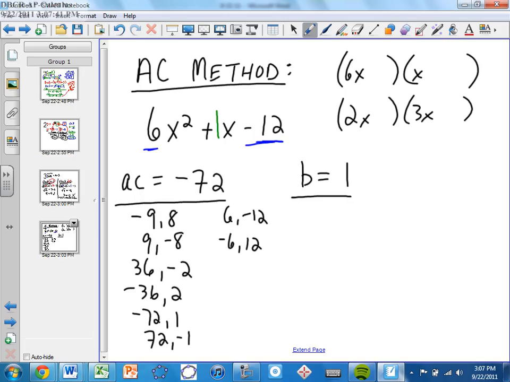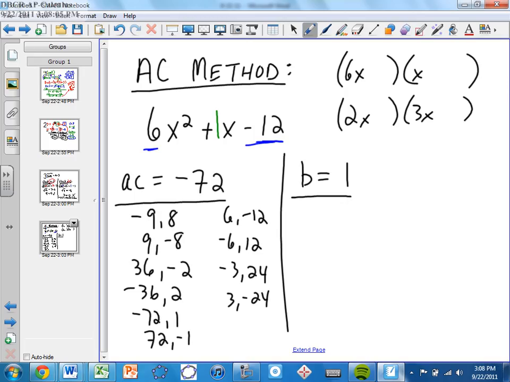Anything else? I feel like there's a 3 that works also, guys. So 3 times 24 is another option. So those are all of our factors of AC. There's a lot of them there.